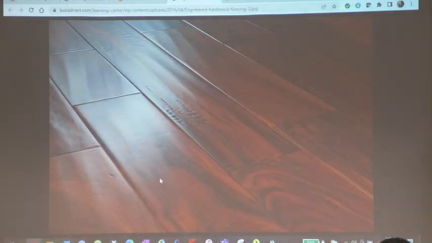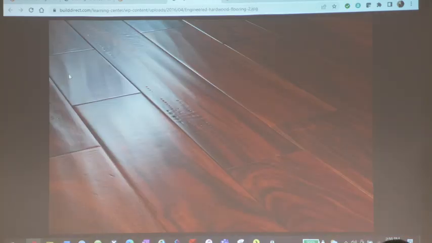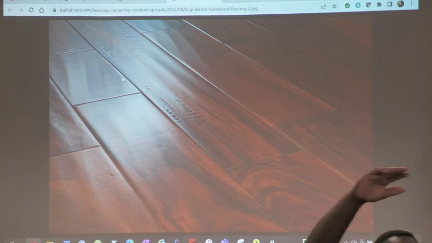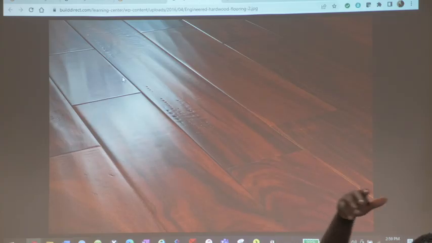Engineered flooring, real wood flooring. How do we know the difference? Look at this. You see that texture? Yeah. It's raised. If you run your hand against it, you'll feel the raised. That's right. That's engineered. You see what I'm saying?